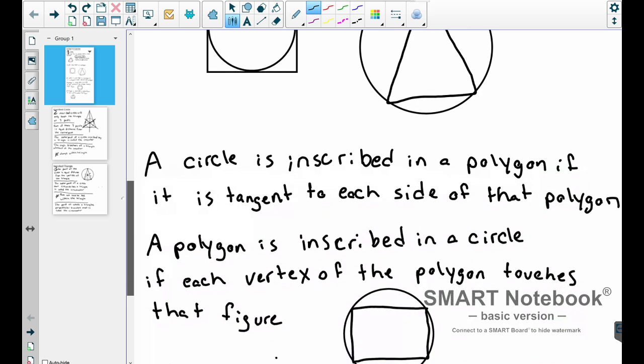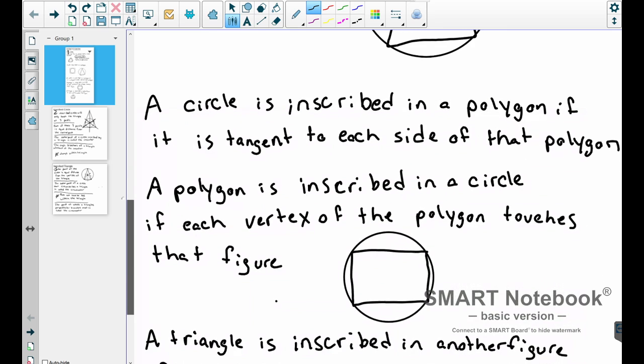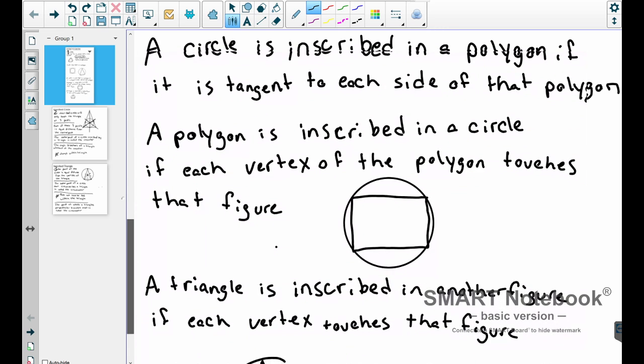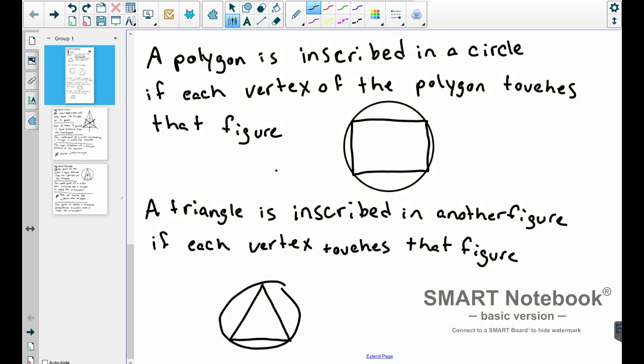We said a circle is inscribed in a polygon if it is tangent to each of the sides of that polygon. A polygon is inscribed in a circle if each vertex of the polygon touches the figure, and a triangle is inscribed in another figure if each vertex touches that figure.